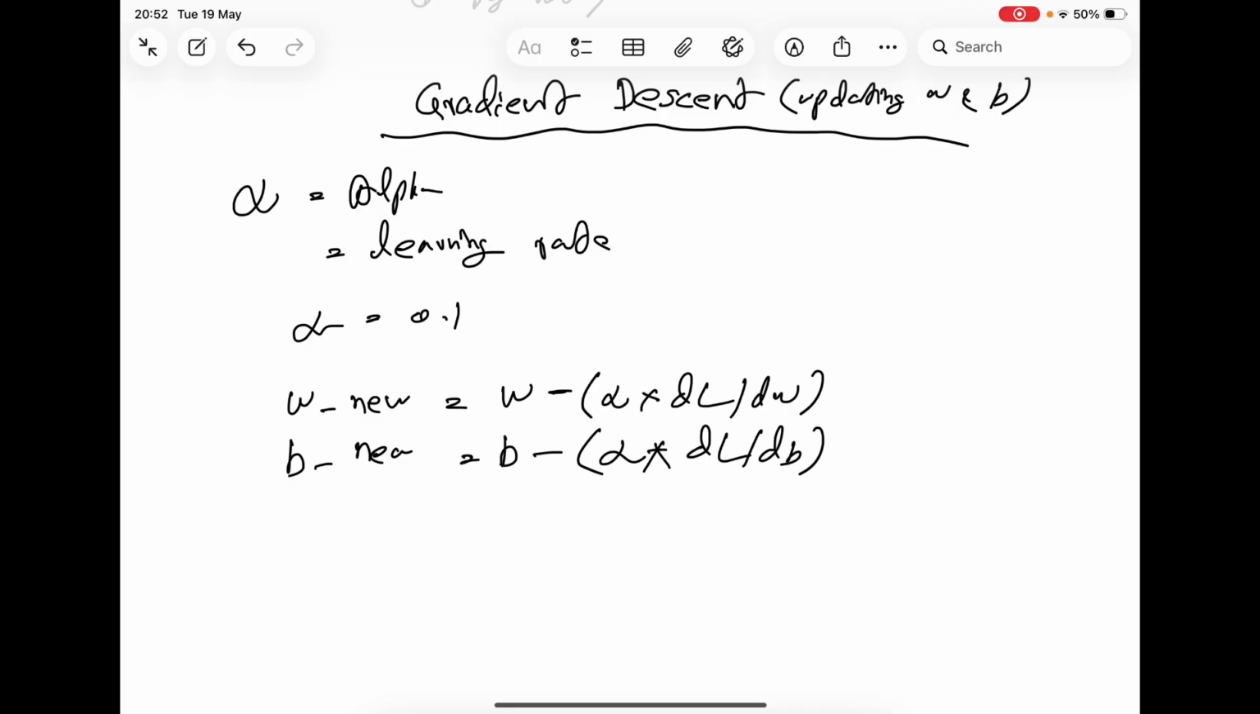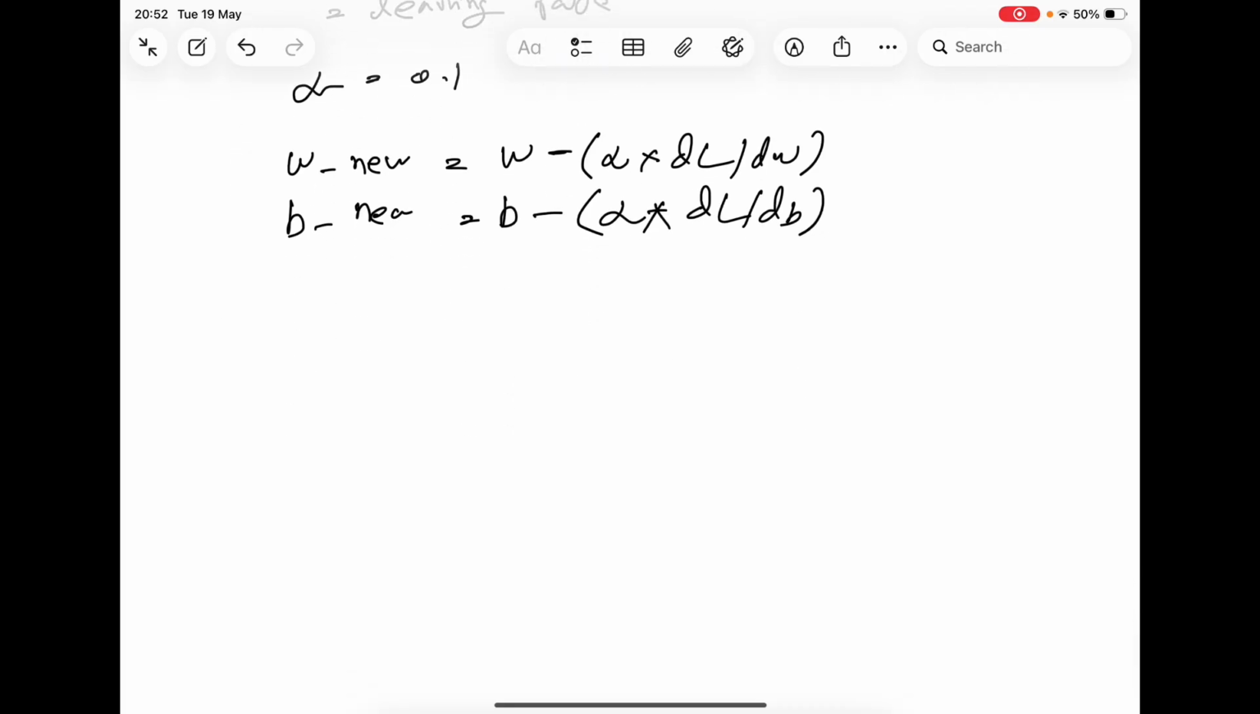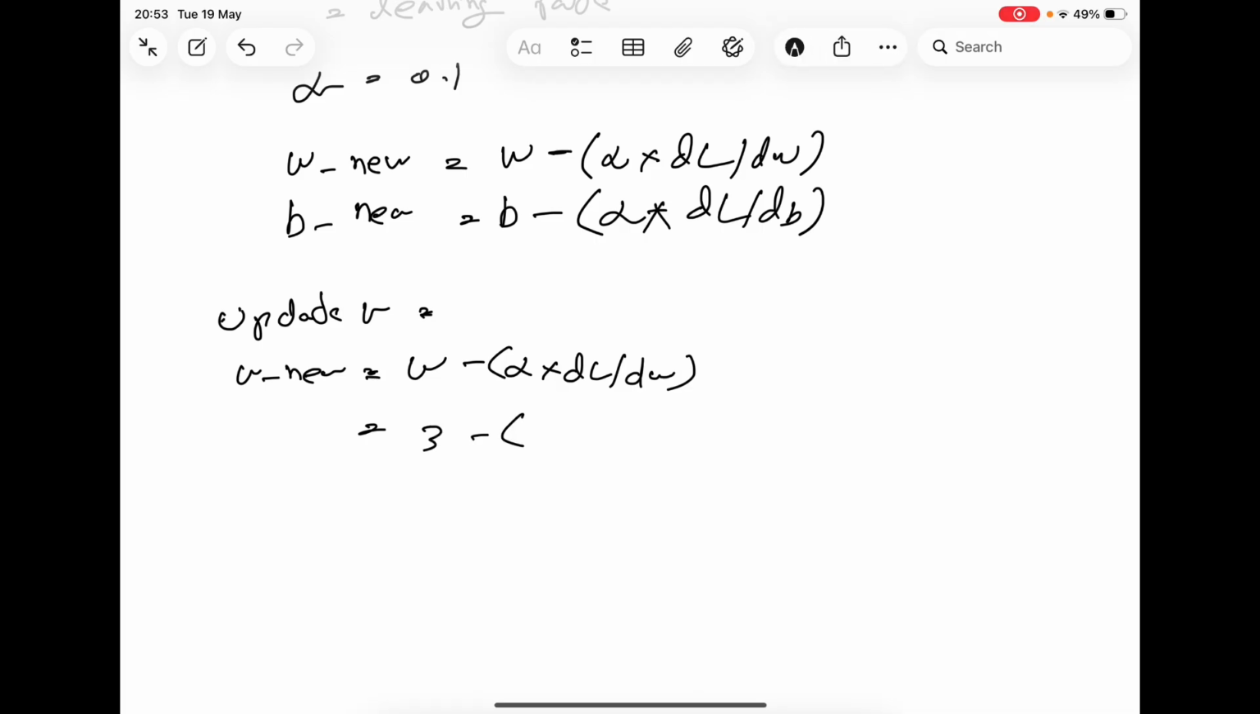So if we update our new weight, this is our formula. We already know these answers. The old weight was 3, 0.1 is our learning rate, and minus 12 is our derivative. So 0.1 into minus 12.